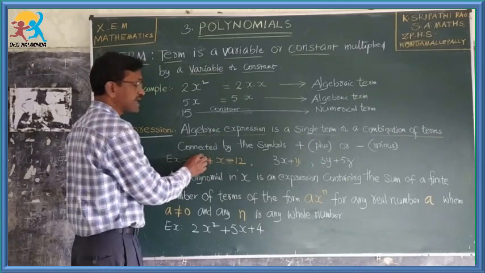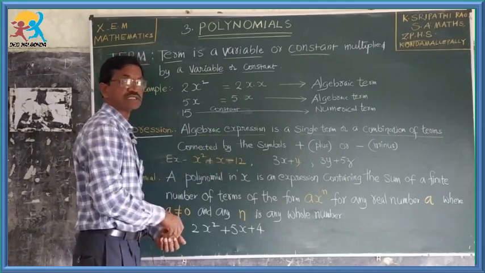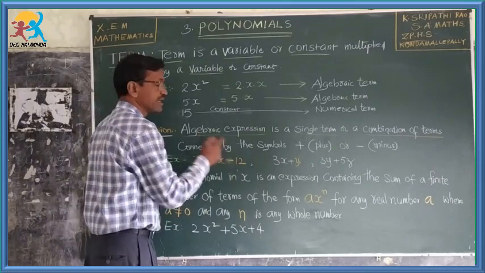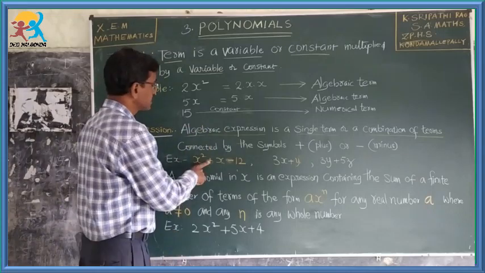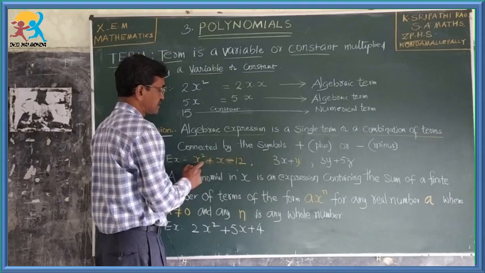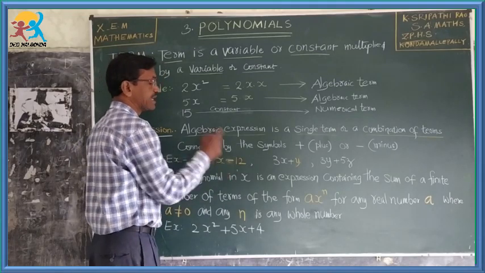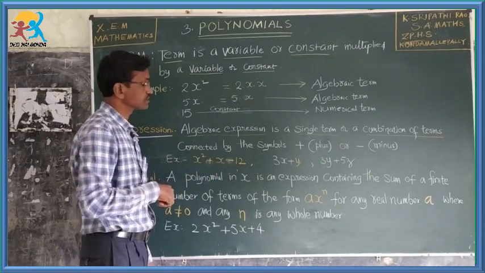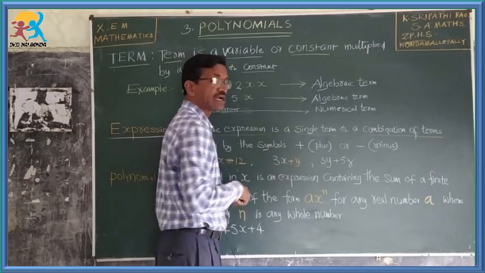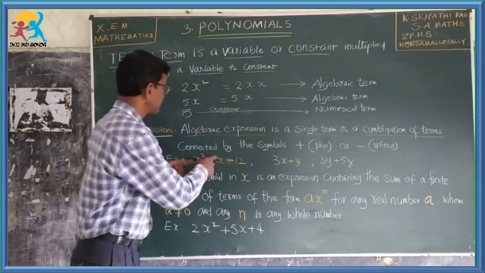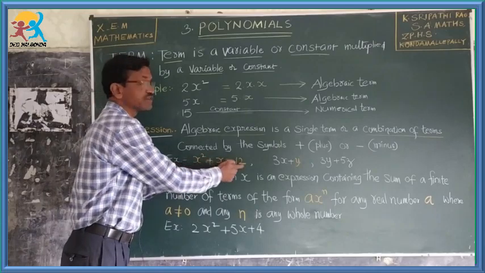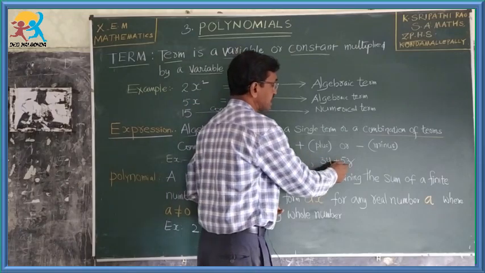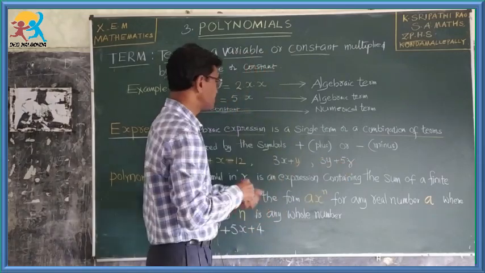Here x square is one term, x is another term, minus 12 is another term. Here three terms are there: 1, 2, 3. How can we decide there are three terms? Here is one plus and one minus, a combination of plus and minus. So three terms are here, and this is called an algebraic expression. Here 3x and y are connected by plus symbols. Here x square plus x minus 12 are connected by plus and minus symbols. And here 3y plus 5z is also an algebraic expression.